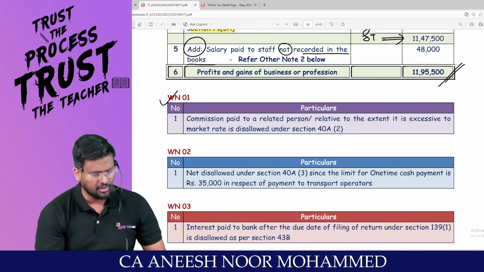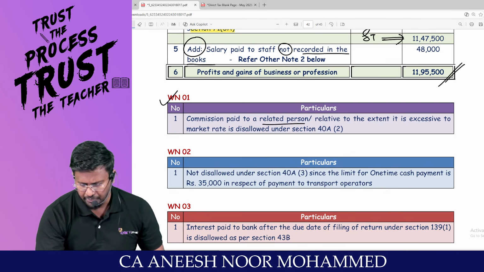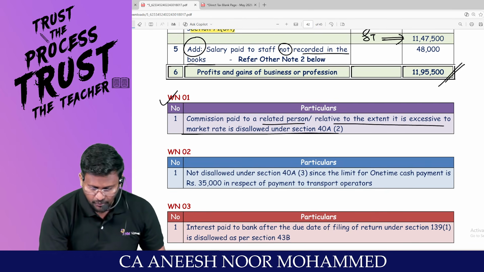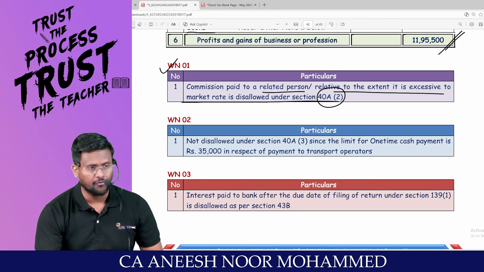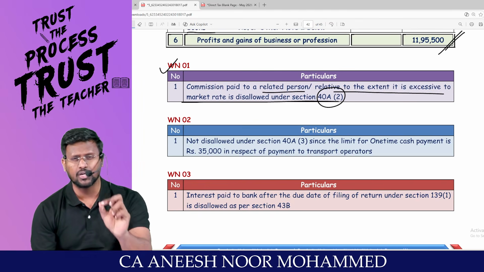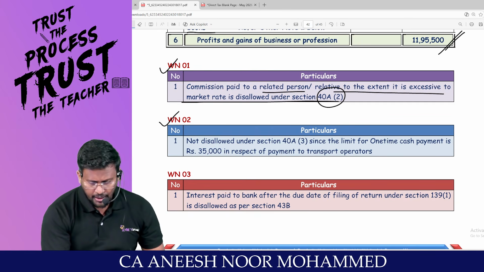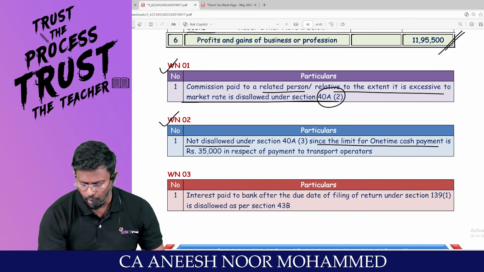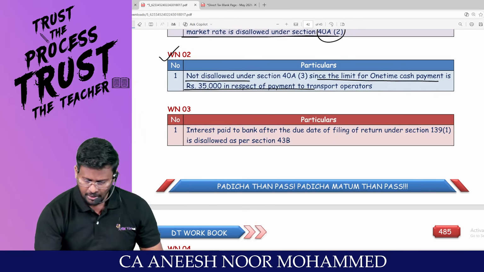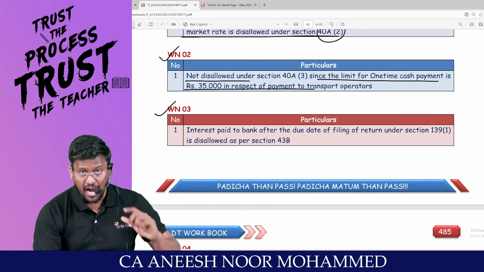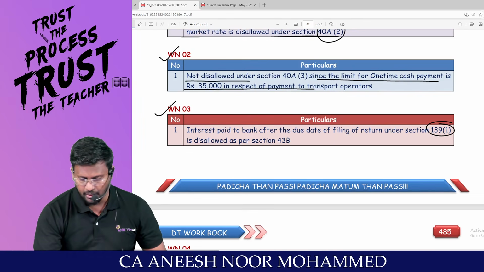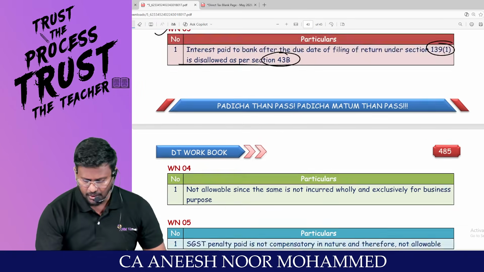These notes are very easy. Commission paid to a related person or relative, to the extent it is excessive over the market rate, is disallowed under note 2. That is the reason why that extra 10,000 has been added back. Following note 3, GTA is not disallowed because the one-time cash payment limit in a single day is 35,000. Interest paid to bank after the due date of filing return under 139(1) is disallowed as per section 43B.